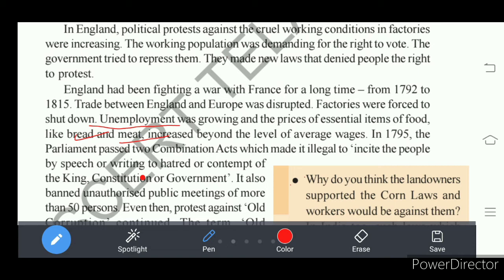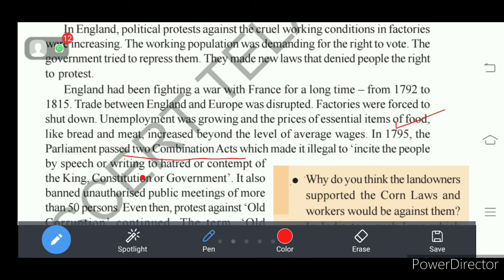Understand? Against workers, the government passed one more act in 1795. Okay, what is that? In 1795, England Parliament passed one more act, that we call the Two Combination Act. What is that act? The Two Combination Act passed by England Parliament in 1795.